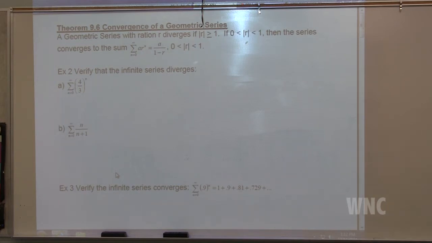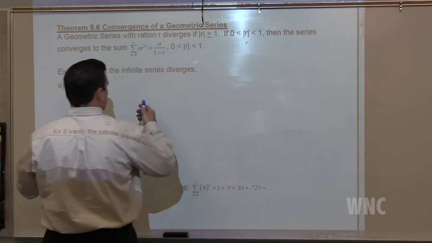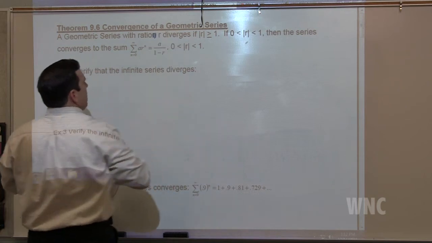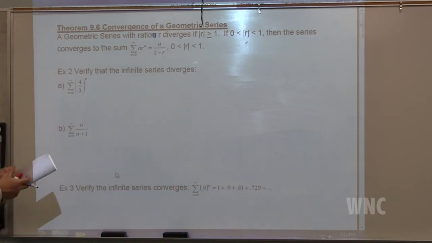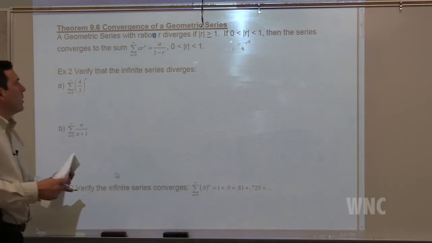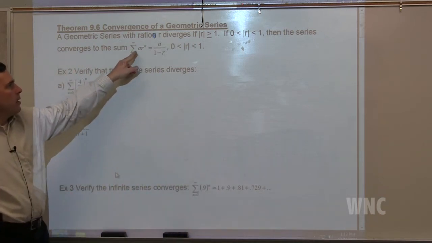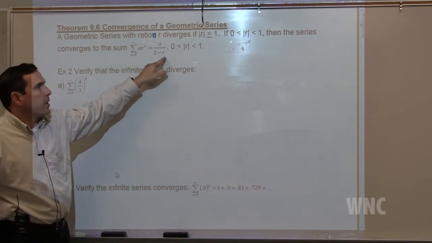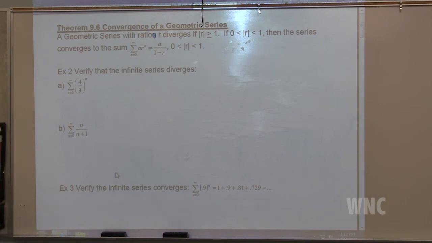Okay, a geometric series with, this is a typo, ratio r diverges if the absolute value of r is greater than or equal to 1. So if your common multiple is bigger than 1, absolute value bigger than 1, it's going to diverge. But if the absolute value of your common multiple is between 0 and 1, it will converge. It will converge to the following. The sum as n goes from 0 to infinity of ar to the n is a, this number around here, over 1 minus r.